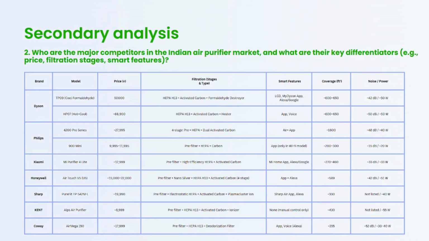So if we look at the key differentiators, with respect to price, the price varies from 5,000 to 50,000 rupees. Companies like Dyson and Philips provide premium models, whereas Xiaomi and Kent provide less cost models. So we can see that most of the companies are of global nature, whereas only few companies are of Indian origin.